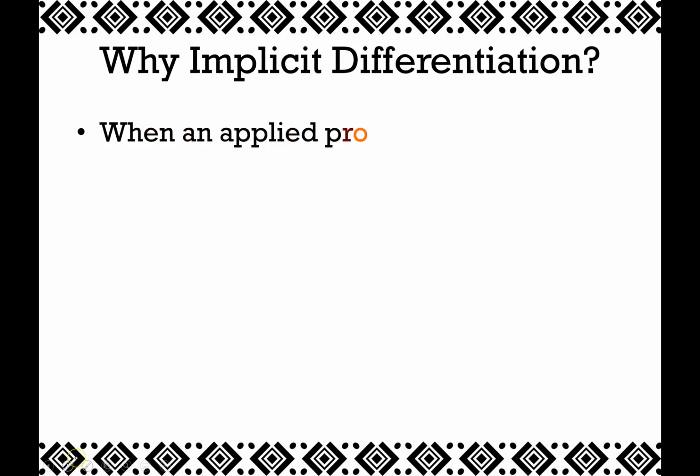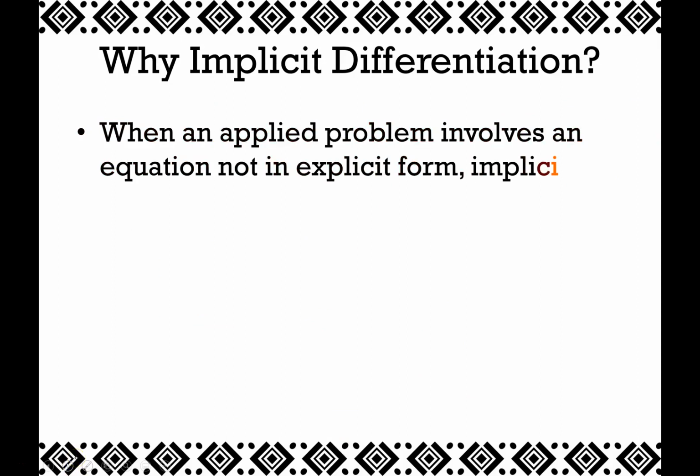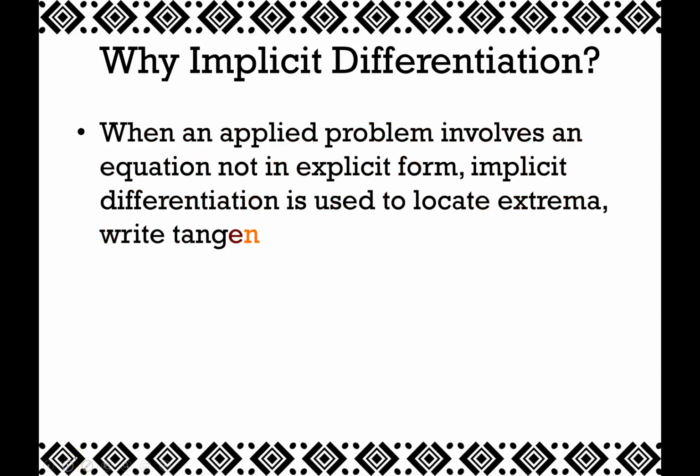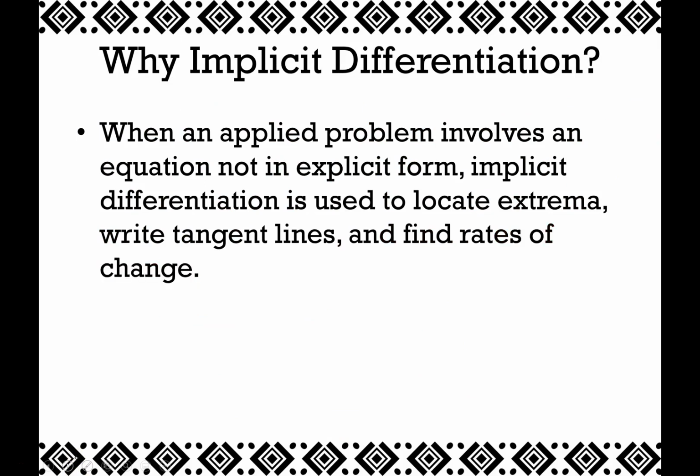All right. Why do we do implicit differentiation? Well, we do it when an applied problem involves an equation not in explicit form. Implicit differentiation is used to locate extrema, write tangent lines, and find rates of change. So we'll certainly be doing tons of applications in our next unit on this.